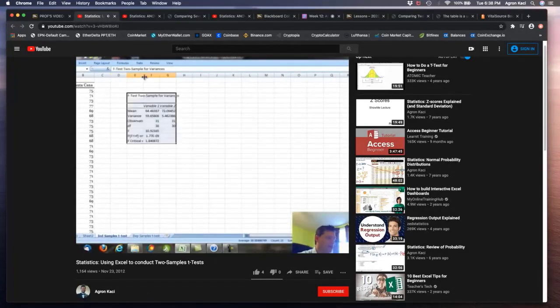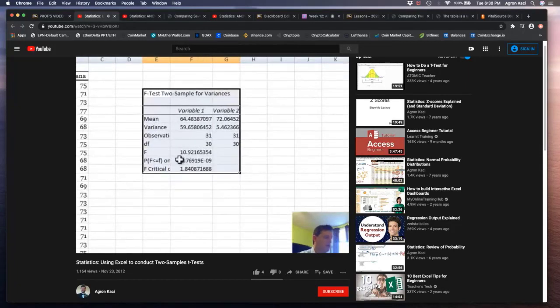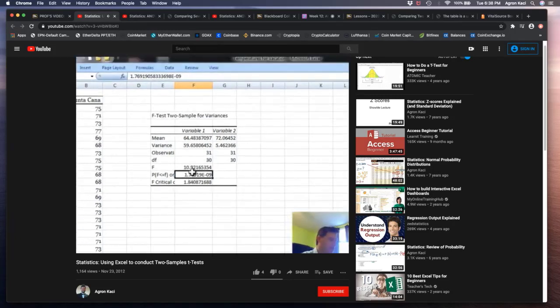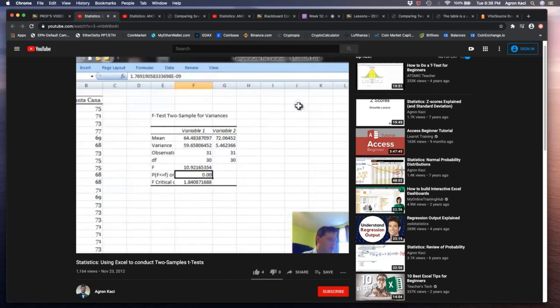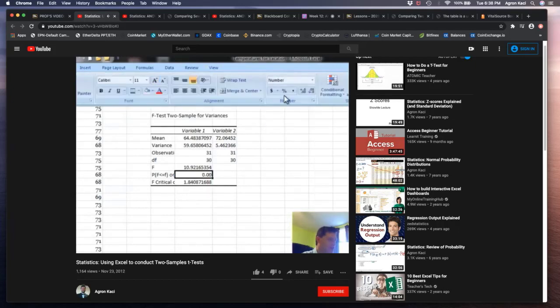So I click OK, and now I have the f-test for variances. The f is greater than 1. The gut feeling was correct, because the variance of variable 1 is greater than the variance for variable 2. And the p, or probability value, is in scientific notation. Therefore, I need to change that to a number. It is very small, 0.00.